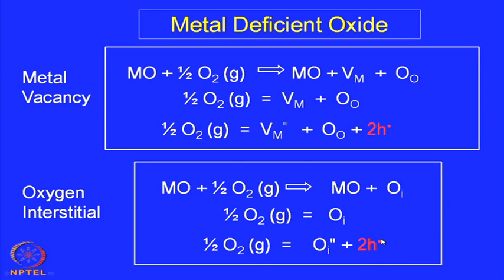Earlier, when it was oxygen deficient, it was 2 electrons; when it is metal deficient it is 2 holes, and that is as a rule true. That means you have to remember whenever there is a metal deficient oxide, the electron holes are the mobile species, and as we will see later on, they are p-type semiconductors.